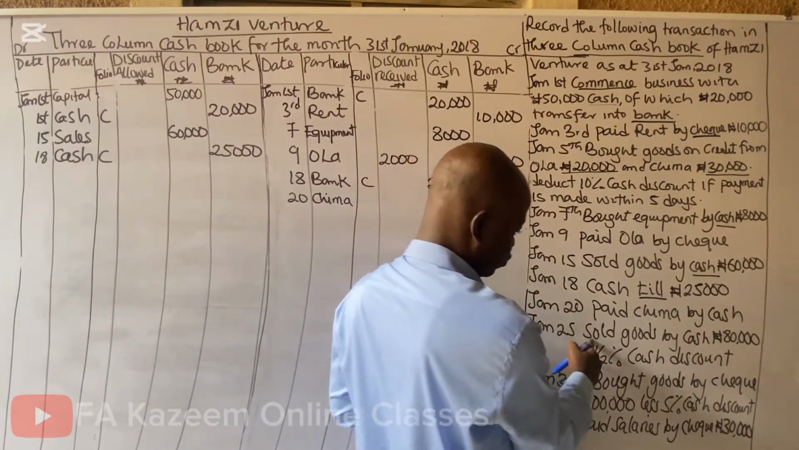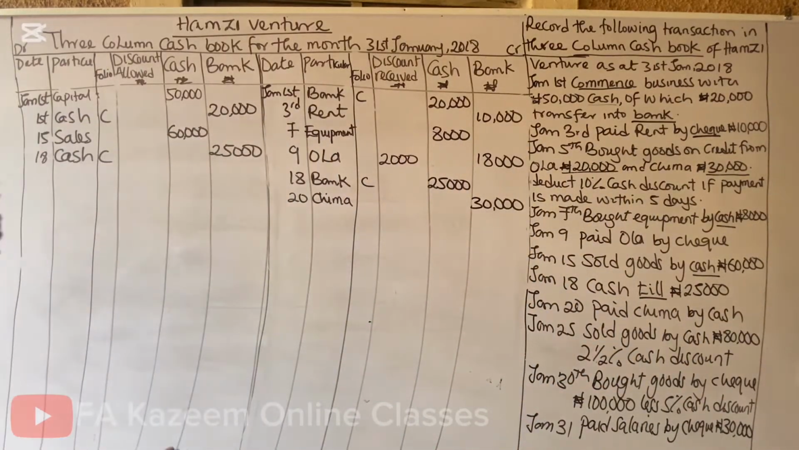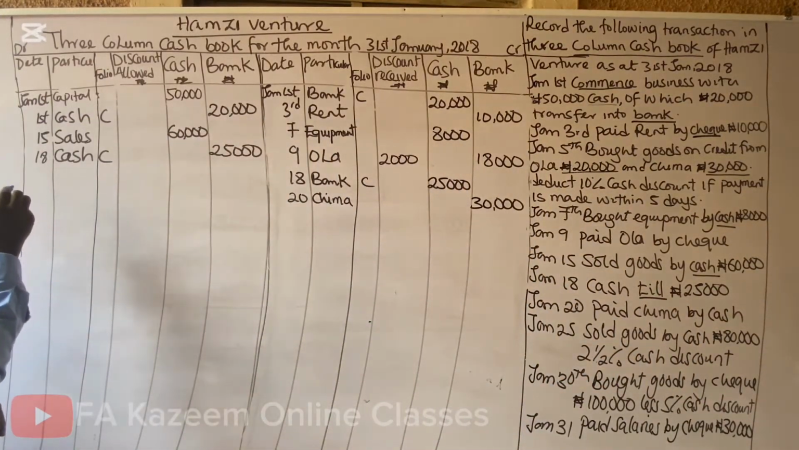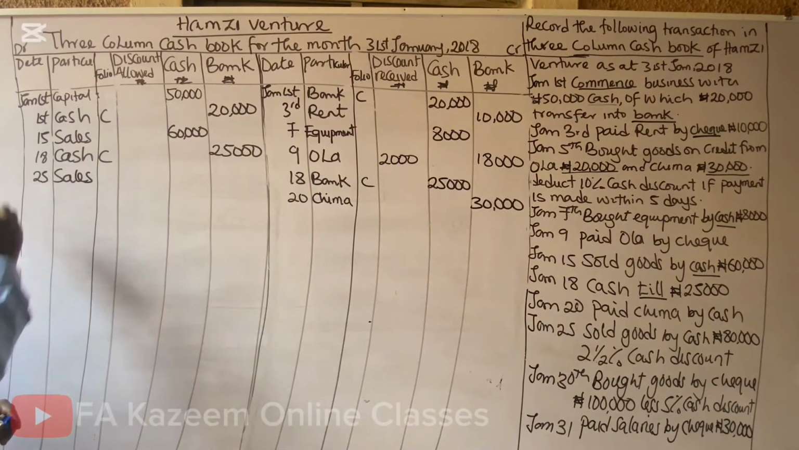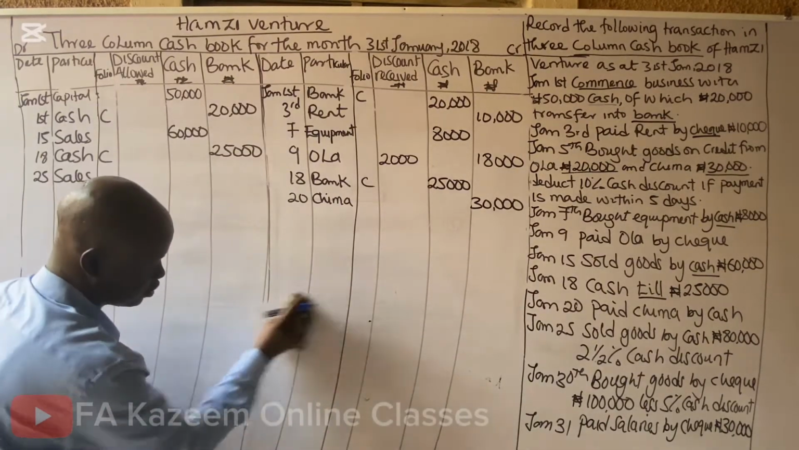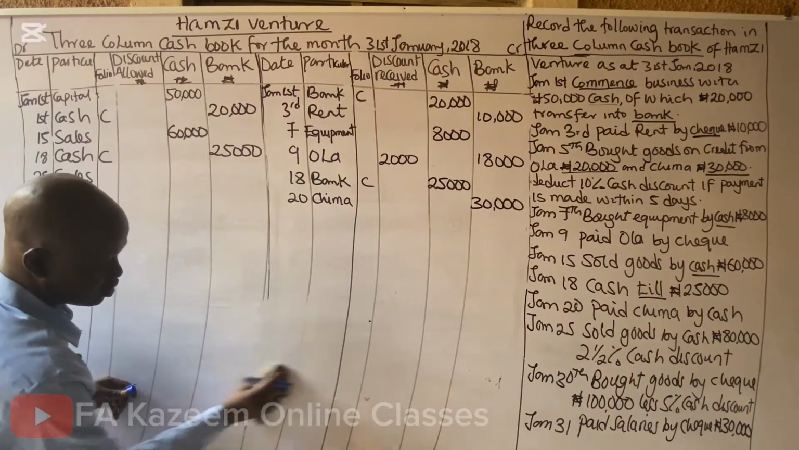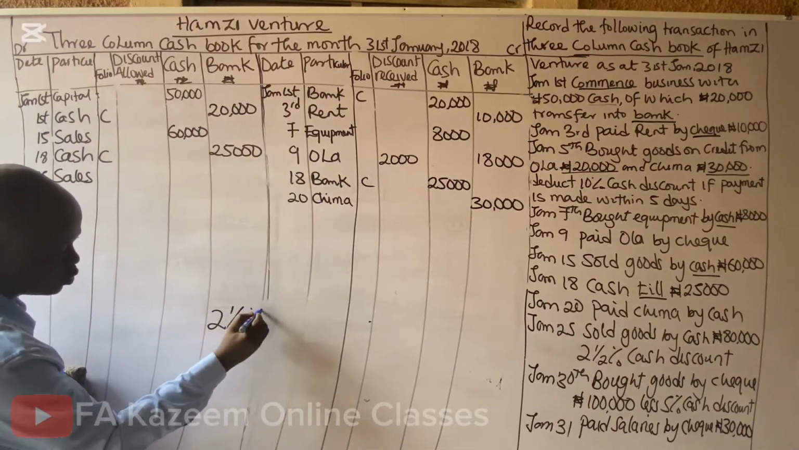On the 25th, sold goods by cash, 80,000 naira. But there is a 2.5% discount. We have to do that mathematics. Let's do something rough here. There's a discount of 1 all over 2%.